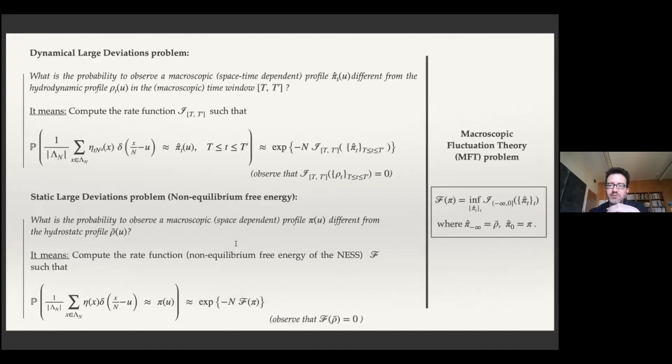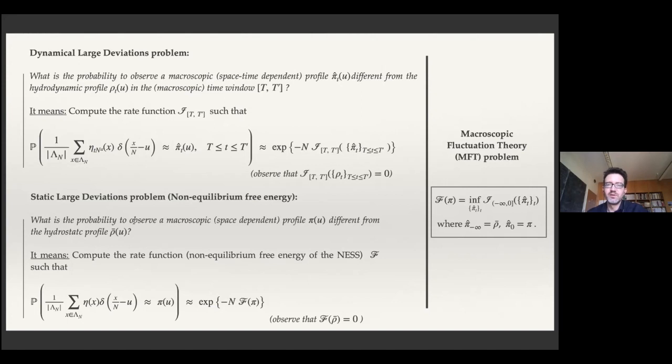And now the macroscopic fluctuation theory is the study of large deviations in the NESS for the density profile. In fact, you can decompose this MFT problem into two different problems.